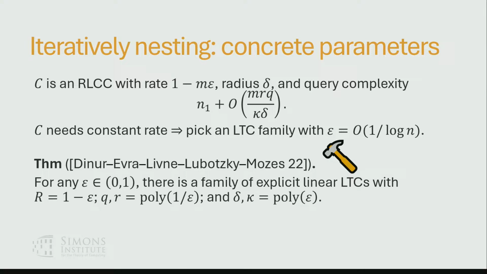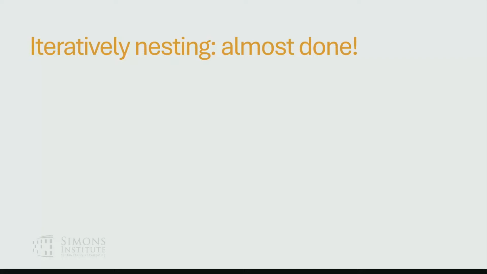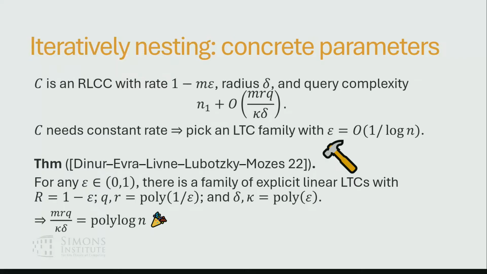By plugging this into the Dinur, Evra, Livne, Lubotzky, Mozes c3 LTC paper, you notice that the query complexity, Q, R, delta, kappa, all of these parameters of the LTC are polynomially related to this epsilon. So when we set epsilon to be 1 over log n, the expression for the query complexity becomes polylog, which is what we wanted. So we're almost done, just plugging in these LTCs with the appropriate epsilon.